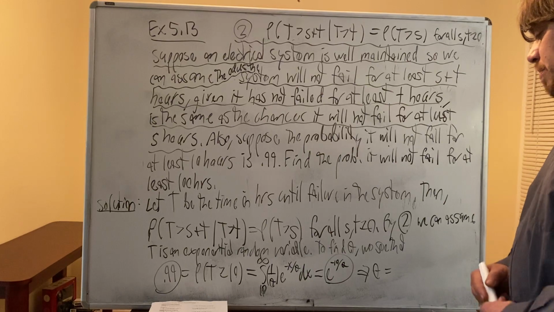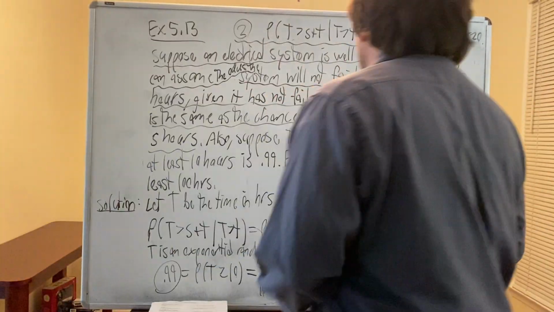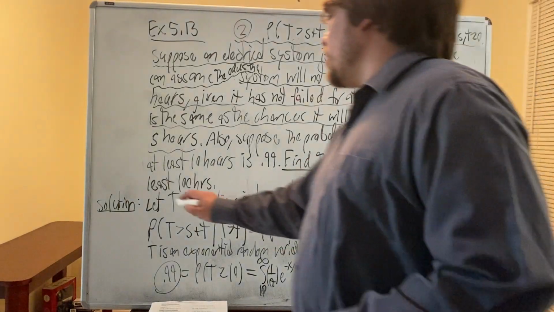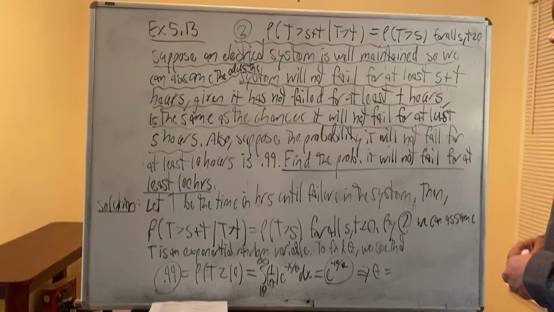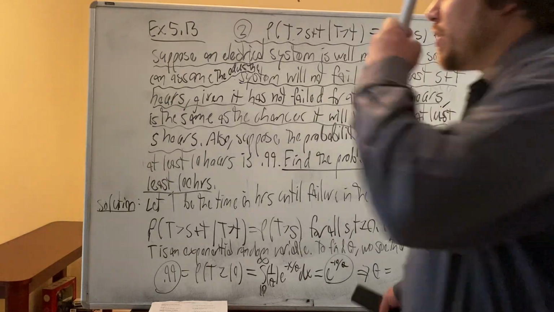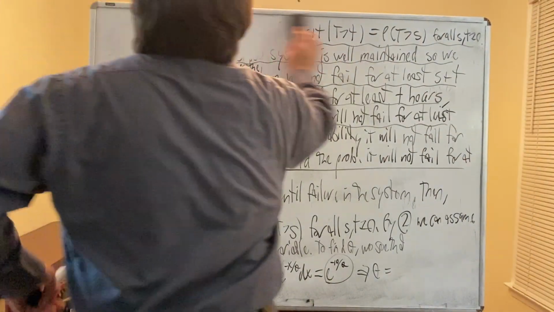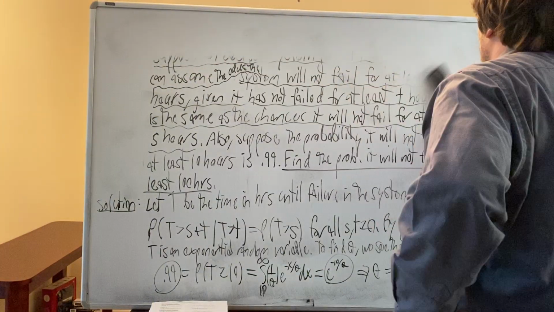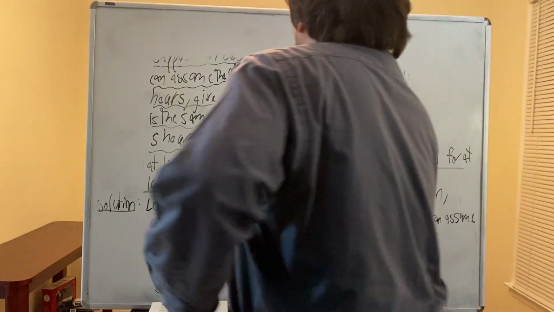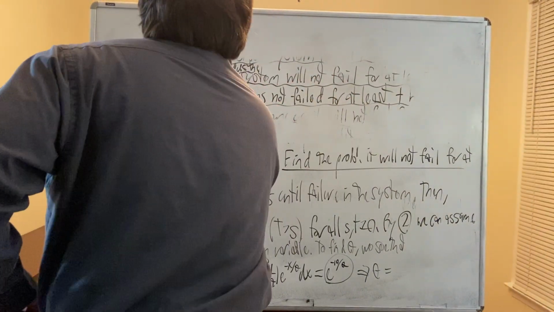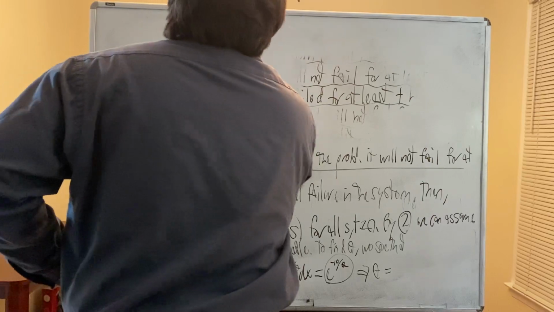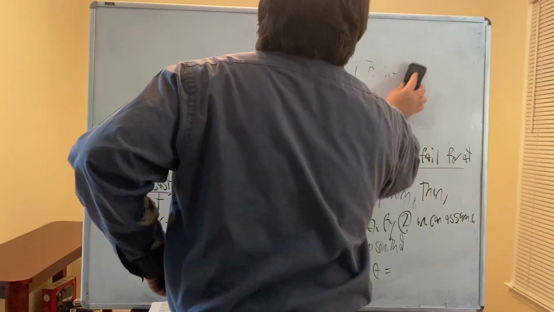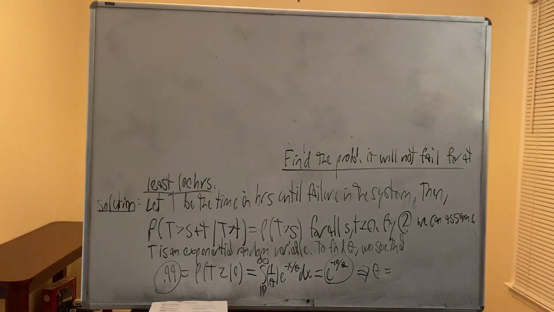Okay? And so then that means, I'm going to have to erase. So what we want to find here is the probability it will not fail for at least 100 hours. Okay, find the probability it will not fail for at least 100 hours. So I have to erase the example because we need this room. So I'm just going to keep the question, the problem. This is the goal. We want to find the probability it will not fail for at least 100 hours.